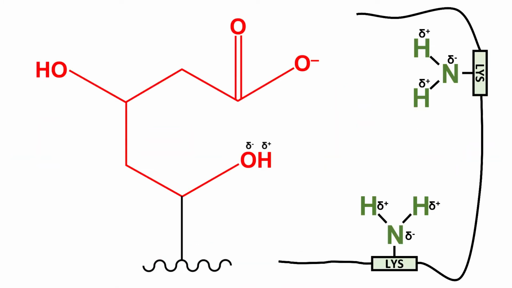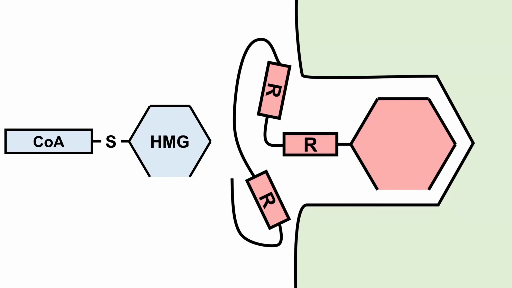Whilst the HMG moiety occupies the active site, the rest of the statin is then kinked at this proximal hydroxyl group to point downwards towards the opening of the enzyme. The bulky groups thus sterically inhibit entry of any further HMG-CoA.